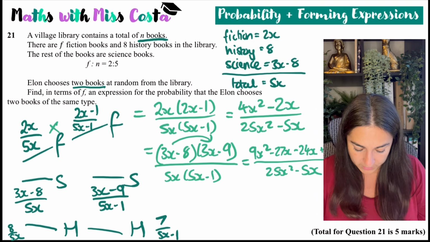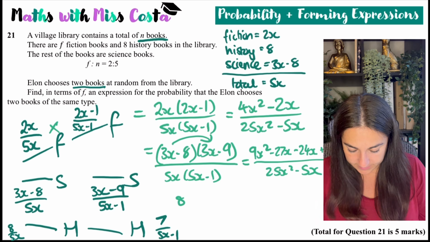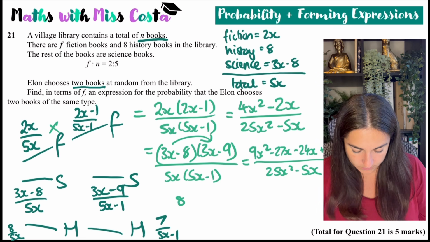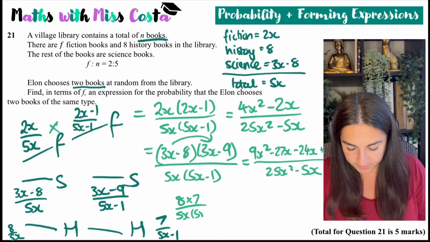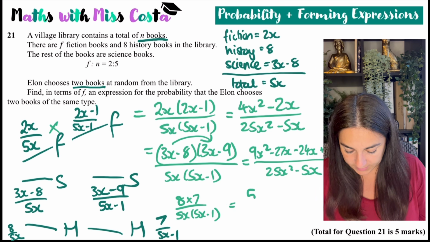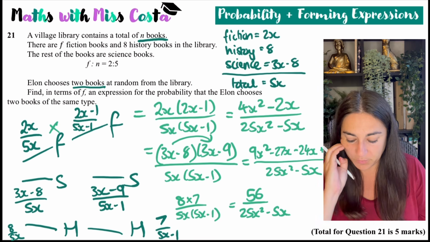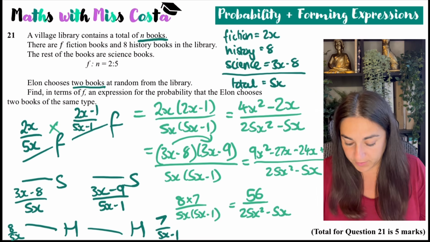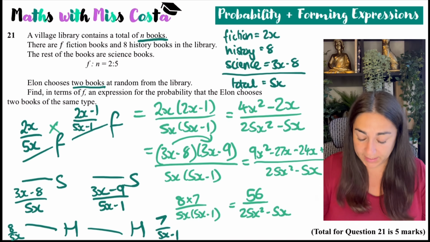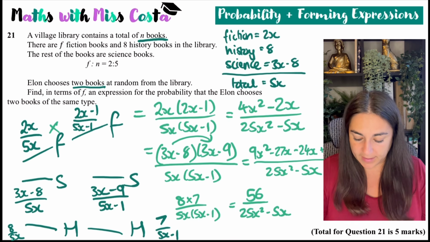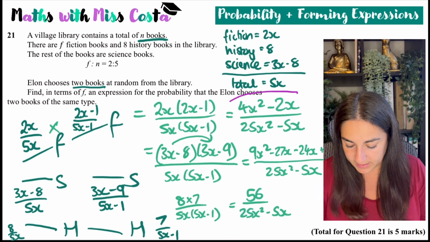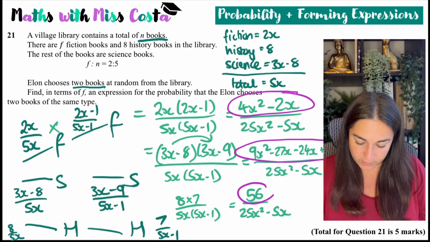And then you've got your final one, your history, which is 8 times by 7 over 5x minus 1, which is 56 over 25x squared minus 5x. So our final thing that I need to do, they've all got the same denominator, so when fractions have the same denominator, you just add the numerators. So I'm going to add and simplify all of this.